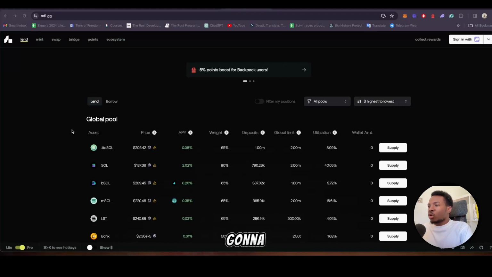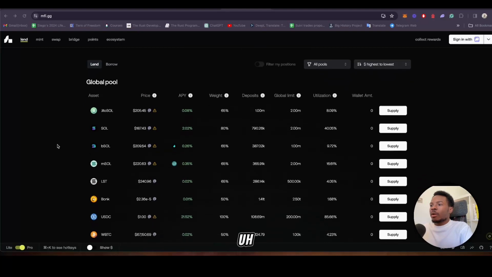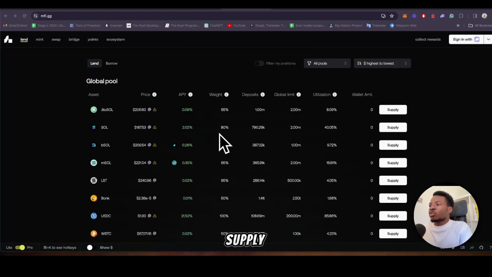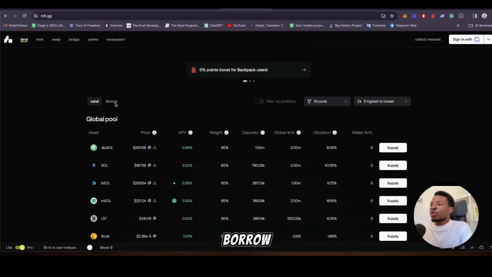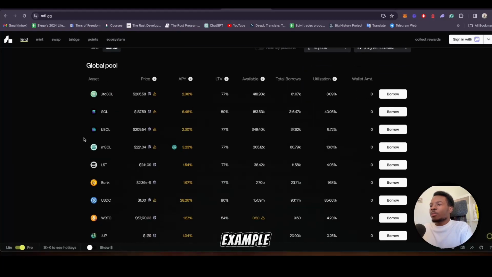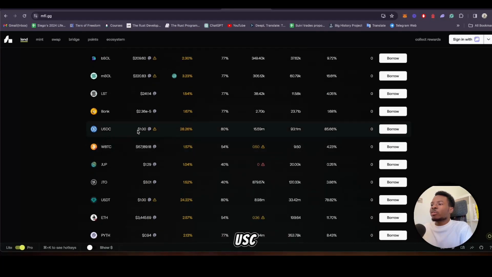The next protocol I'm going to be sharing with you guys is called Marginfi. What Marginfi does is something very similar to what Kamino does, which allows you to supply your liquidity and then borrow against that liquidity. For example, you can come here and supply some Solana and earn about 2%, which is not very high. Then you can also borrow against that liquidity, for example, borrow USDC against your supplied Solana.